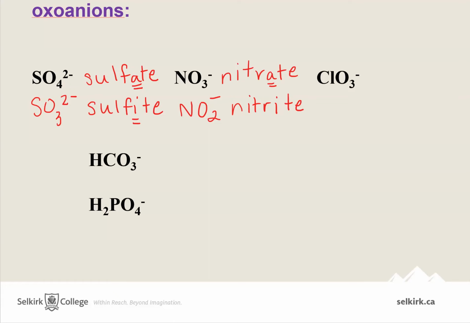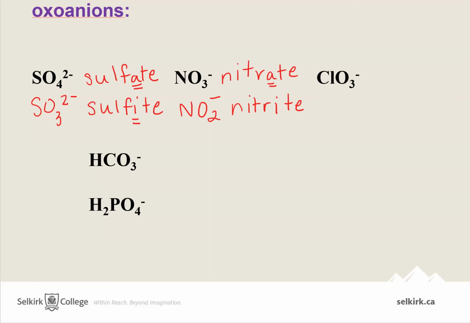ClO3- you don't know. I know you don't know. I don't want you to memorize that, but if I told you that that was chlorate, then you could tell me that ClO2- was chlorite. But we can extend this even further. There are more chlorine-based oxo anions.